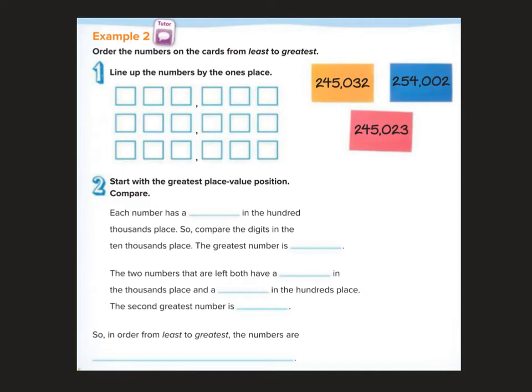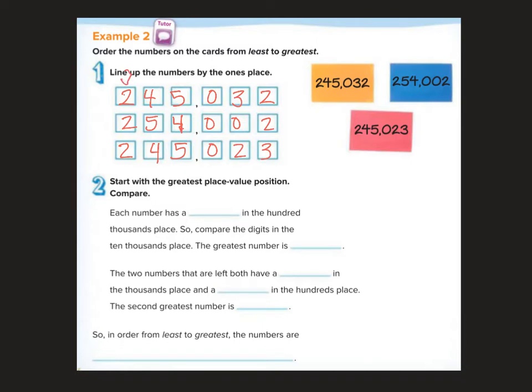Order the numbers on the cards from least to greatest. So first we need to line up our numbers. This is always the first thing. So we have 245,032, 254,000, and don't say "and," 254,002, and then 245,023. Start with the greatest place value position.